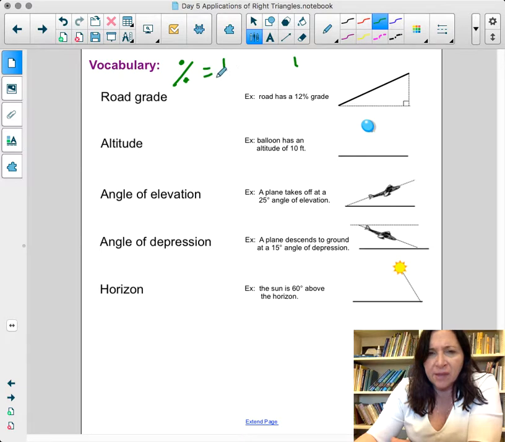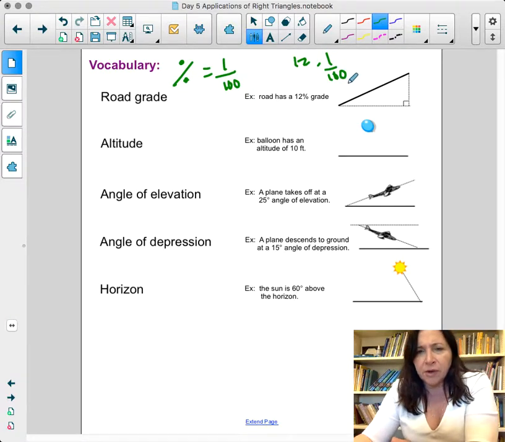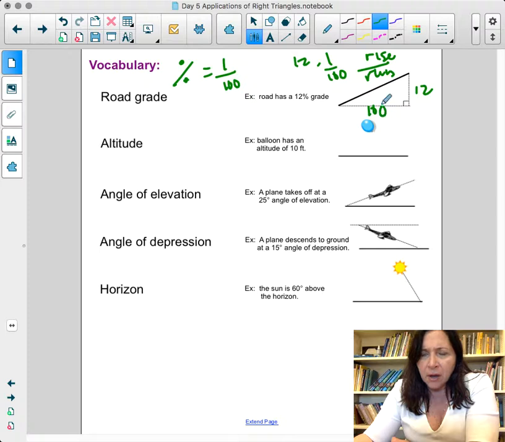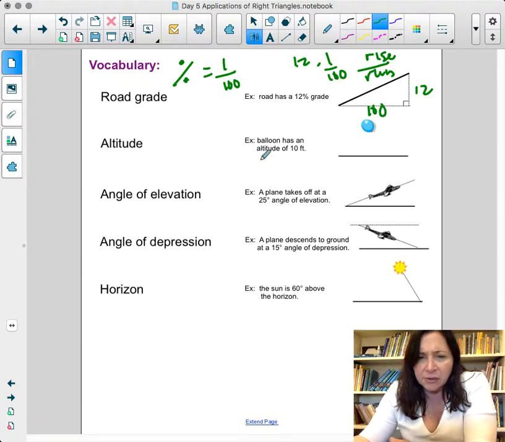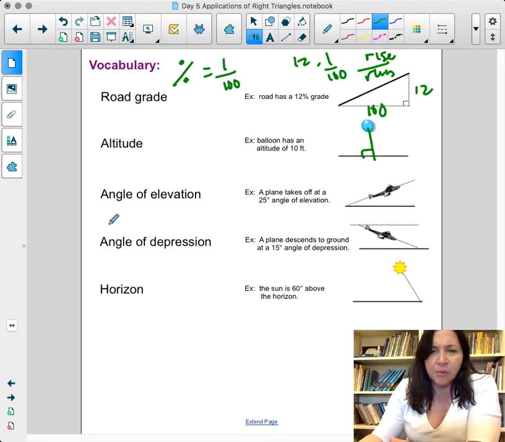Now, remember what percent means? Percent is the same thing as 1 over 100. So if this is 12%, that's 12 times 1 over 100, or 12 over 100, which is my rise over my run. So really, this is saying 12 over 100. My altitude is this height, and that's always going to be perpendicular.